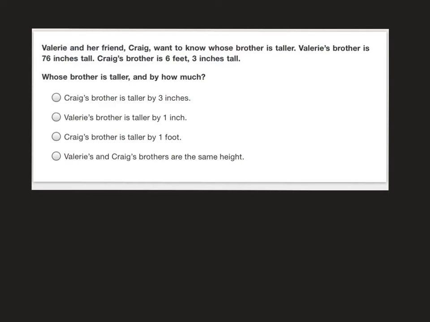Okay, one thing you need to look at with each of these problems is what are you converting? So this one says Valerie and her friend Craig want to know whose brother is taller. Valerie's brother is 76 inches tall, and Craig's brother is 6 feet 3 inches tall. So obviously when we look at this, we see we have one measurement totally in inches and the other one in feet and inches. So that tells us that in order to compare these, we're going to have to convert Craig's brother into just inches. So I'm going to put right here that Valerie's brother is 76 inches. And then we're going to figure out Craig's brother because he is 6 feet and 3 inches.